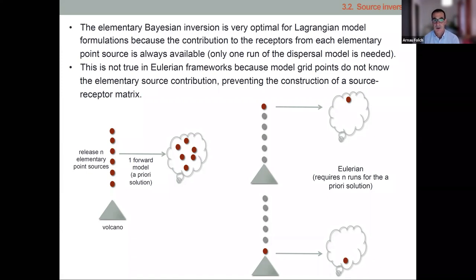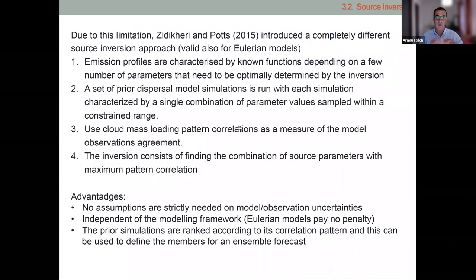But this is not true in Eulerian models, because there we don't have paths, we have grid points, and given the concentration at the point, we don't know the different contributions of the elementary points. So in other words, to make it simple, in the Lagrangian models, we just need to run one single forward modeling, but in the Eulerians, the situation is much worse: if we have 100 sources, we have to run 100 model simulations with one single point source, and then combine them. So this is far from optimal, no?